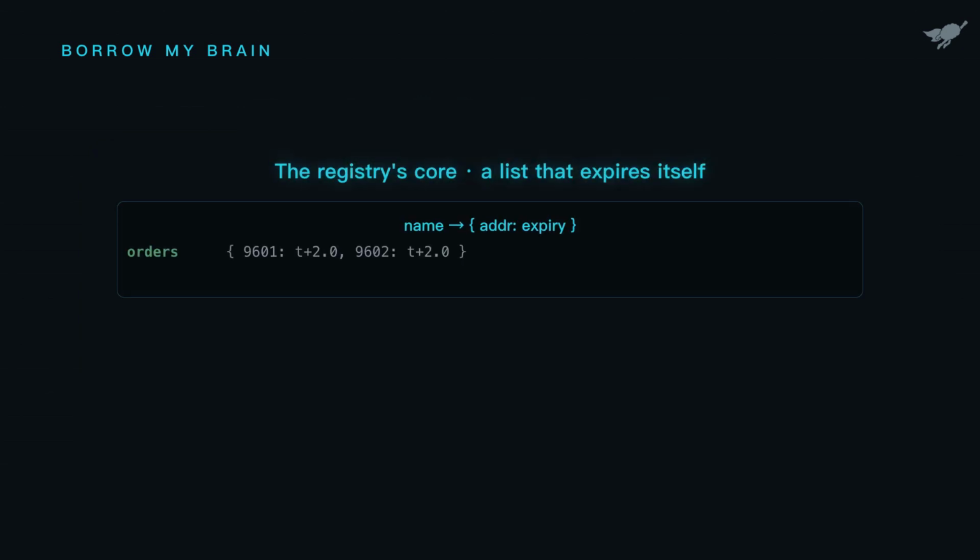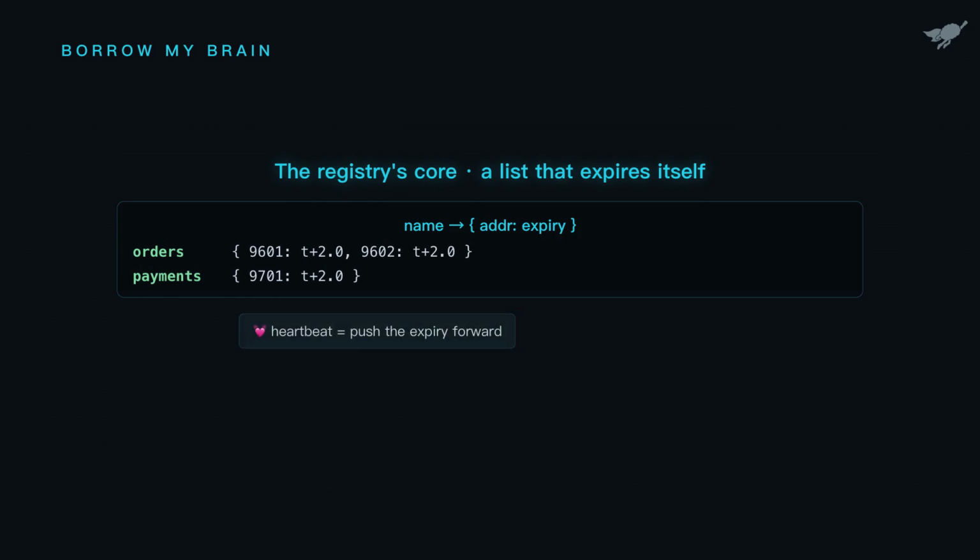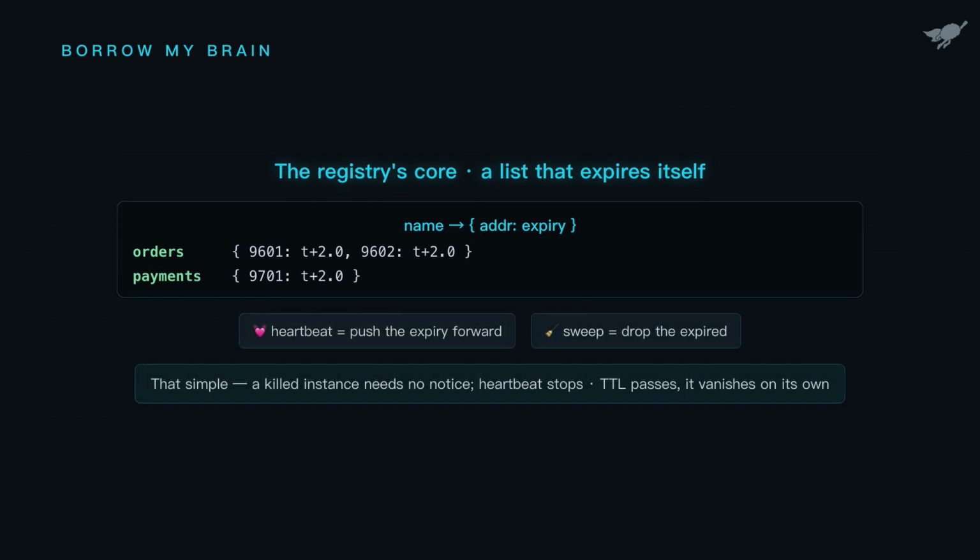Look at the data structure behind this, simpler than you'd ever guess. Just one table, a name mapping to a list of address plus expiry time. A heartbeat just pushes the expiry time further out. A sweep just deletes the expired ones. The whole soul of service discovery is just this, a list that expires itself.